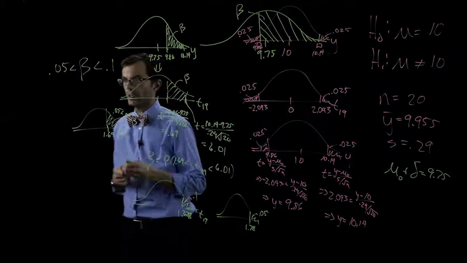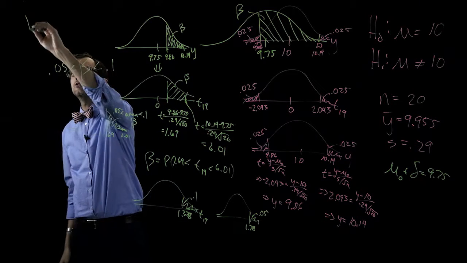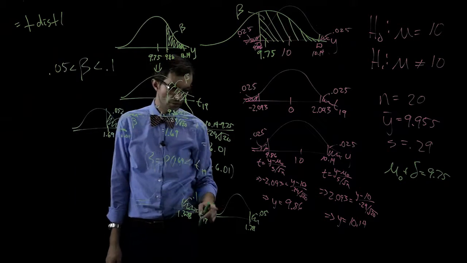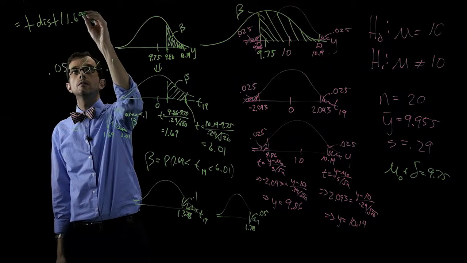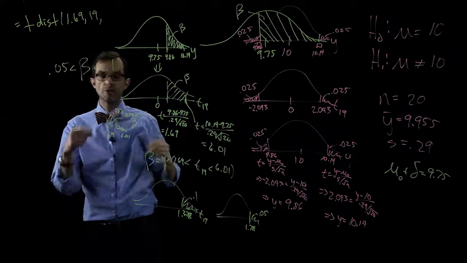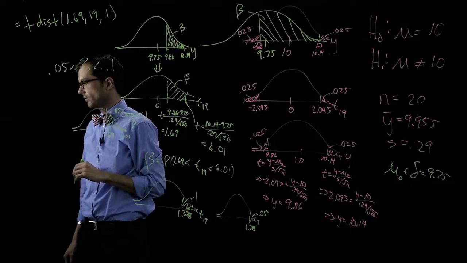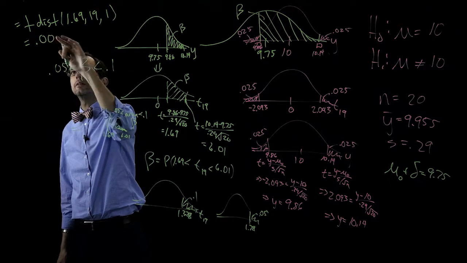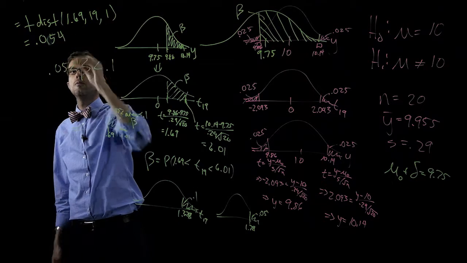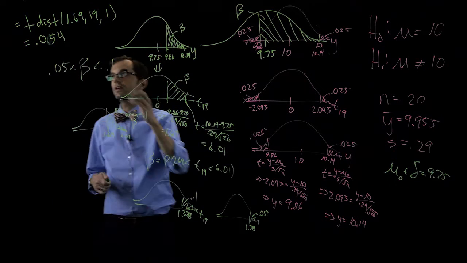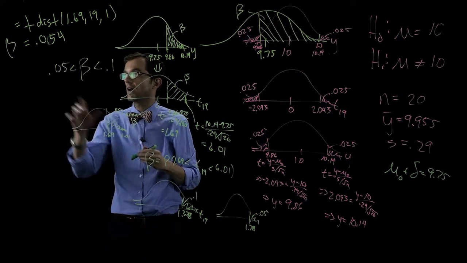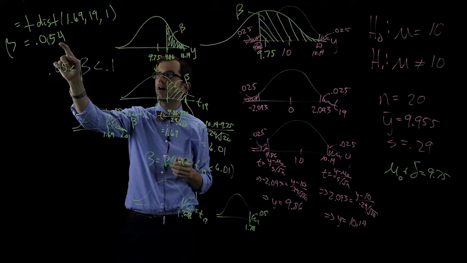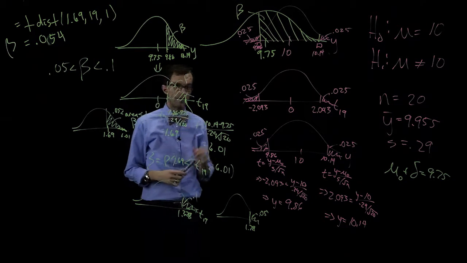We could also use Excel. If we don't like bounding this thing, we could use Excel here. That is the T.DIST function. If we read in this value, 1.69, with degrees of freedom 19, and we just want the upper tail, one upper tail, that value is 0.054. This is beta. That's the actual value of beta, 0.054. So it's somewhere in between these. If you actually calculate it out using Excel, you get 0.054.